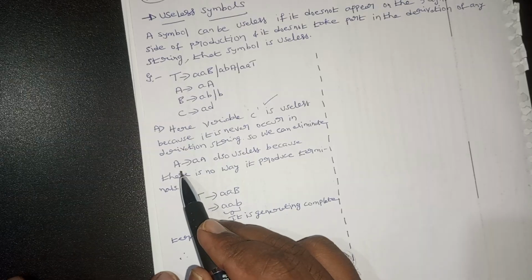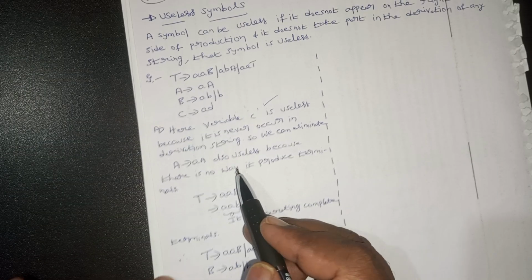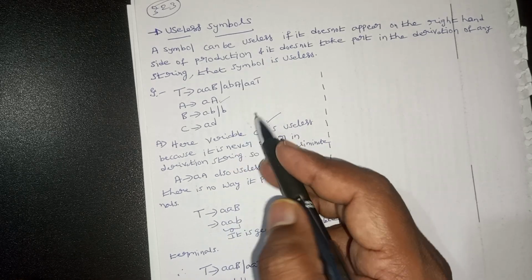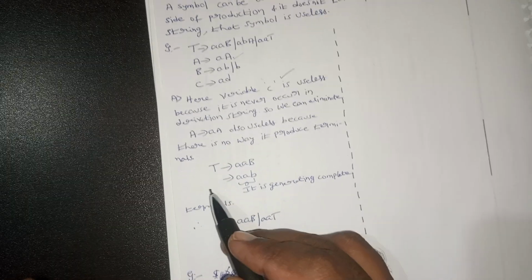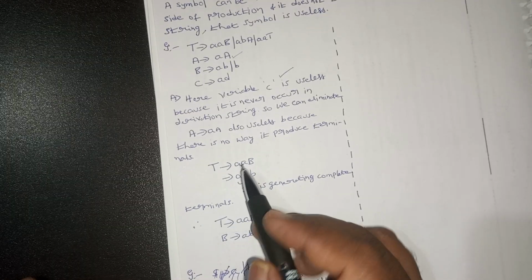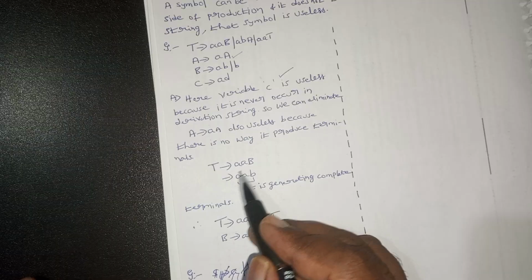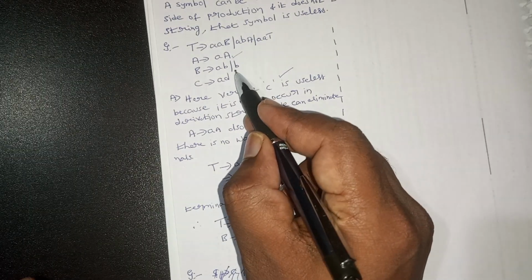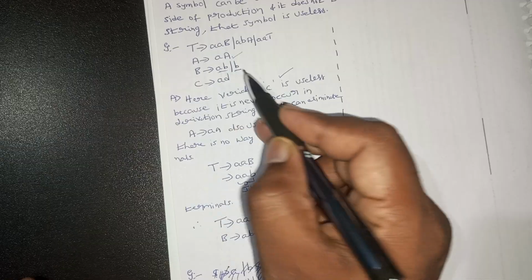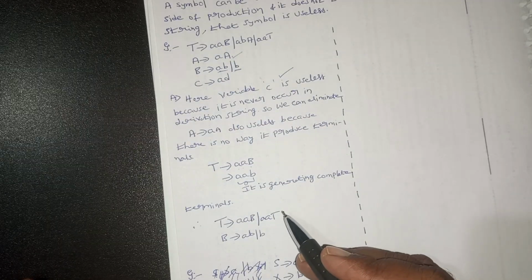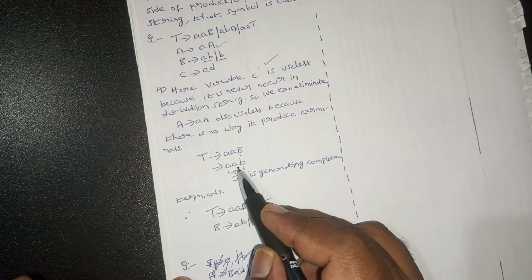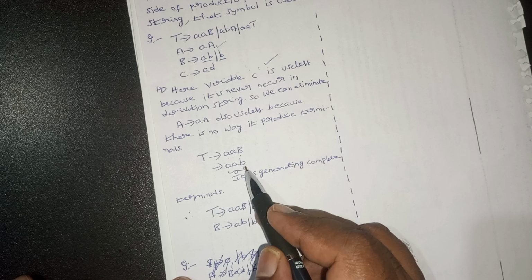Next one, A tends to aA is also useless. Why? Because it is not deriving any string. It means what? So for example, what is deriving? You take capital B. So T tends to small a capital B. So what is capital B? I am getting some terminal there, nothing but b, which is the ending of the string. So ab. In this string I don't have any non-terminal, it is completely terminals.